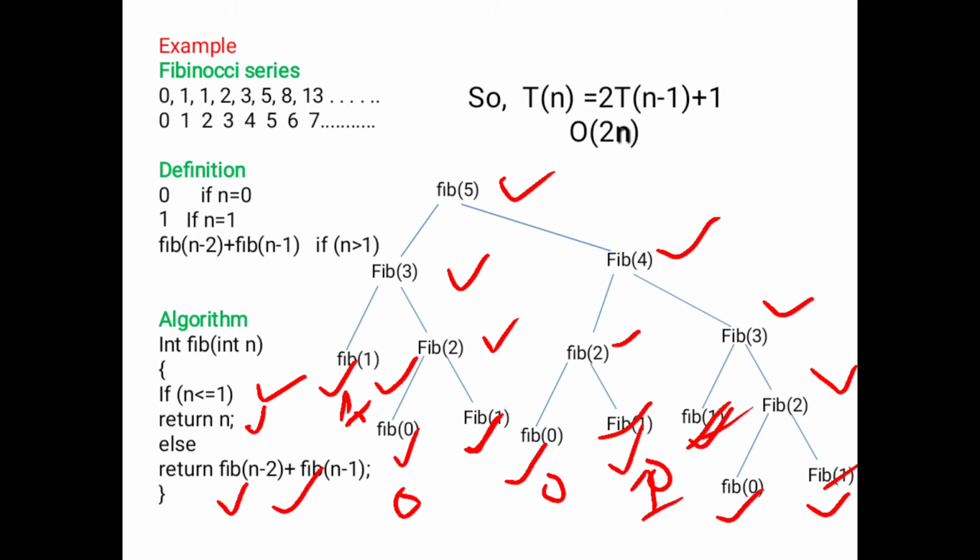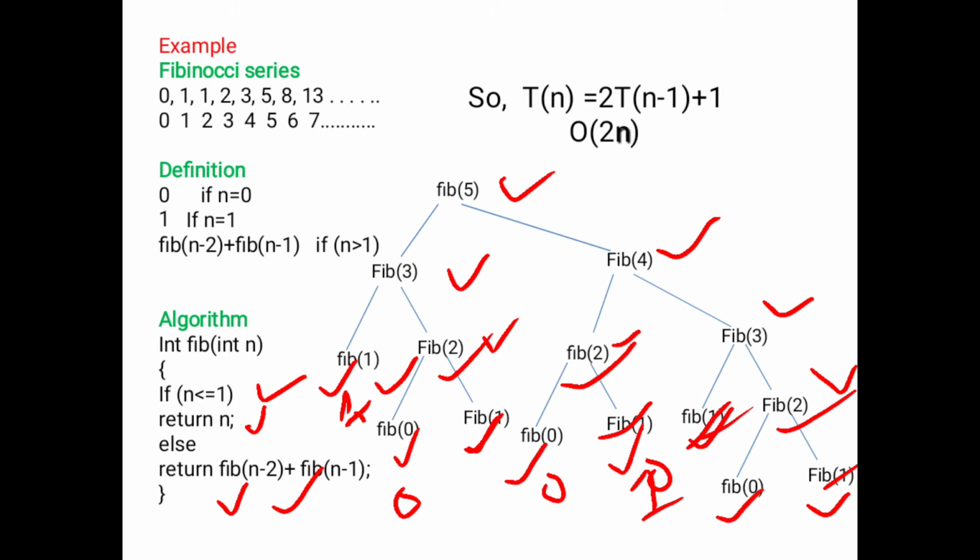At the same time, fif of 2 is also another function call. So this function call is repeated again and again. Okay, so the same function calls are repeated again and again. So it can take a lot of time. So the time complexity is high.